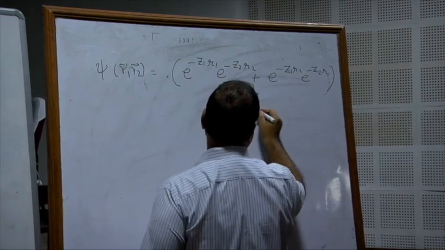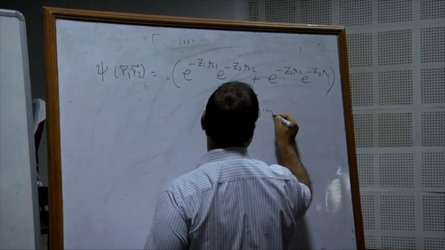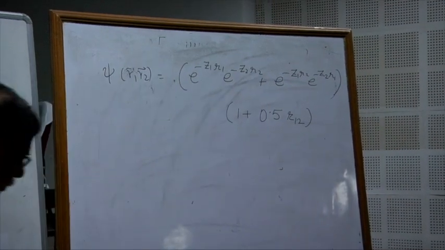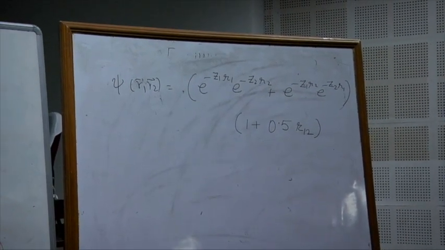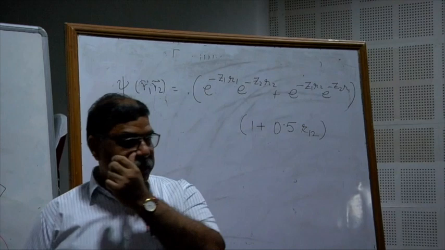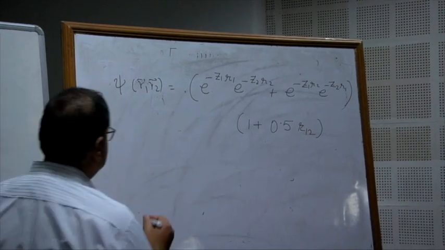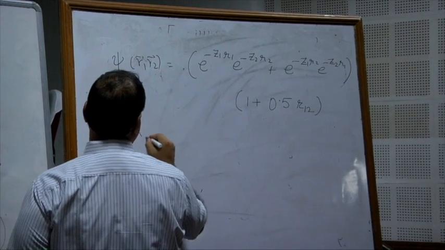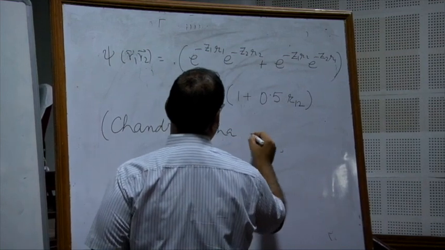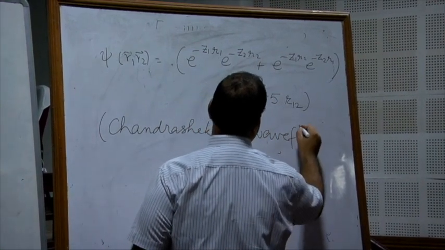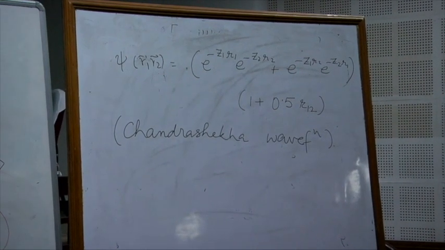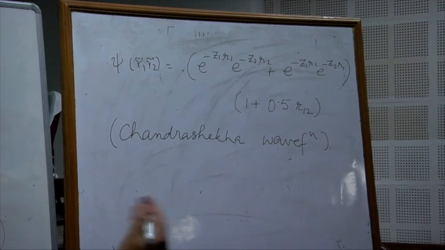1 plus, and I remember I said you include as many exact conditions as possible. So in exact conditions, the electron-electron cusp gives you that this coefficient should be 0.5. So I have only two parameters, Z1 and Z2. By the way, this wave function was introduced by S. Chandrasekhar. I'm going to call it the Chandrasekhar wave function. They introduced it for helium when studying properties of the spectrum and all that of helium.